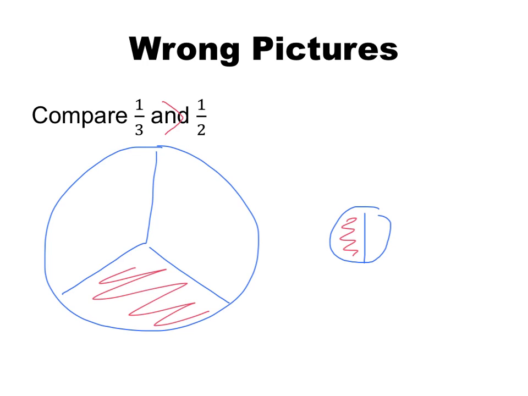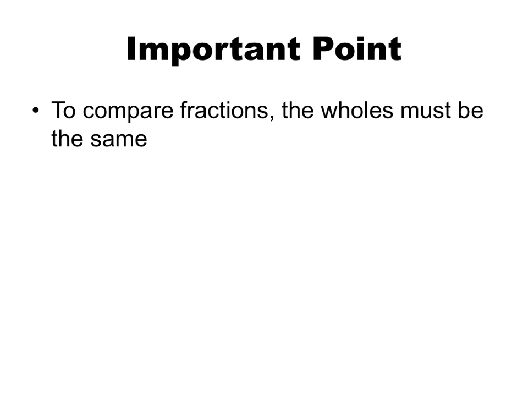We can't compare different wholes. We need to start off with the same whole if we're going to draw pictures. And that's the main point of this last example. To compare fractions, the wholes must be the same. Now that's not saying that the denominators have to be the same. Remember, the denominator is not the whole. The whole is what we start with. The denominator tells us how many pieces we break that whole up into. We can deal with different denominators. We can always get common denominators, but what we can't deal with is different wholes. So we have to have the wholes be the same if we're going to compare fractions.